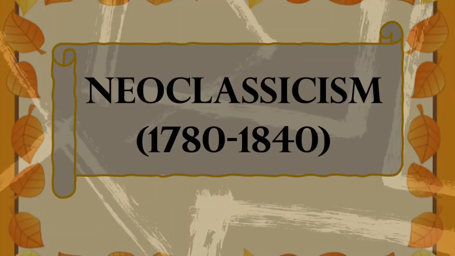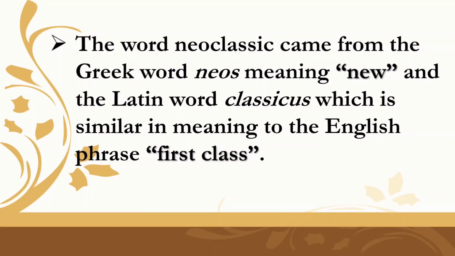Now, let's move on and discuss about neoclassicism from 1780 to 1840. Did you know that the word neoclassic came from the Greek word neos, meaning new, and the Latin word classicus, which is similar in meaning to the English phrase first class? The Western movement in decorative and visual arts was called neoclassicism. The neoclassical movement coincided with the 18th century Age of Reason, also known as the Age of Enlightenment.